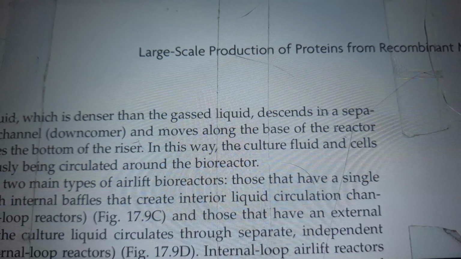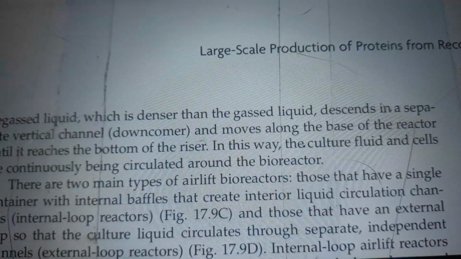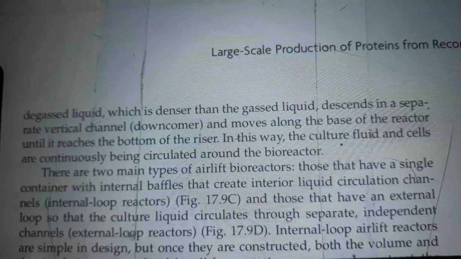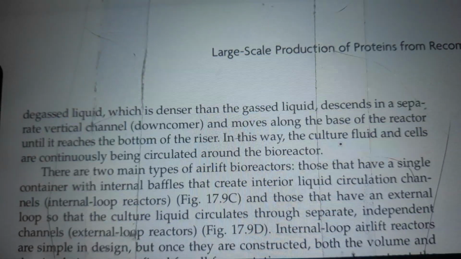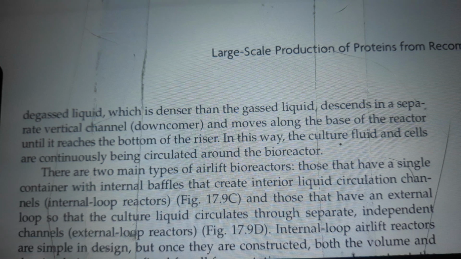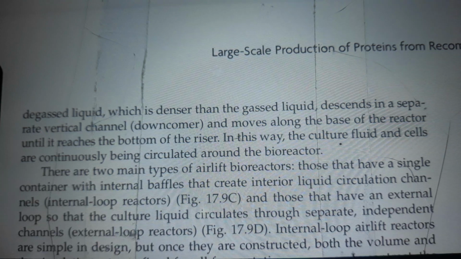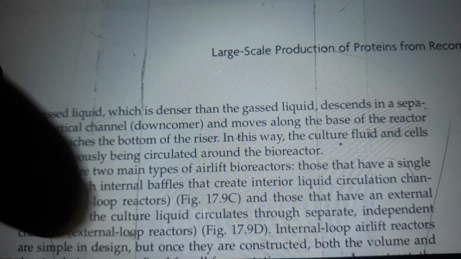The degassed liquid, which is denser than the gassed liquid, then flows down a separate vertical channel, the downcomer, and moves along the base of the reactor until it reaches the bottom of the riser. In this way, the culture fluid and cells are continuously being circulated around the bioreactor.